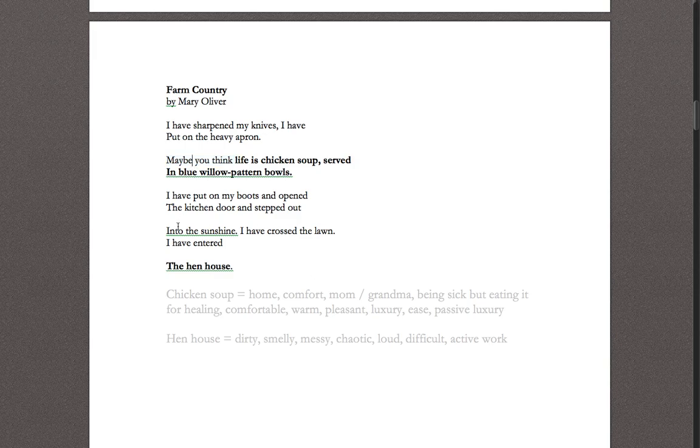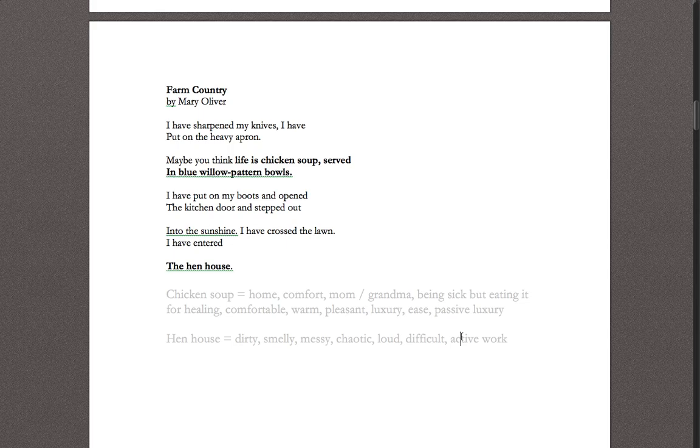And she contrasts that to what she does, and how she sees life. She sees life as dirty, smelly, messy, chaotic, loud, difficult. It's full of active work. Now we see a contrast between the I and the you. But we still haven't fully said how she feels about the work she has to do.